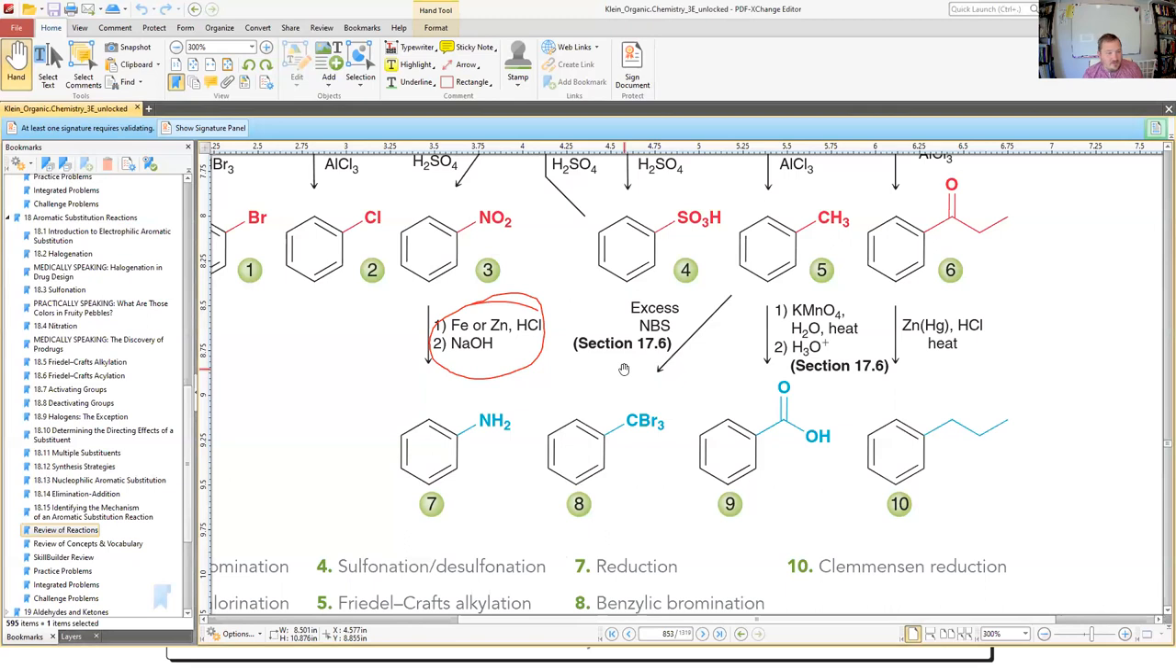And we have the opposite happening with this reaction on the right. We're taking an ortho para director and turning it into a meta director. If we start with an alkyl group, we can turn it into benzoic acid if we go through that oxidation that we've seen before. You take a benzylic carbon that has a hydrogen and expose it to permanganate, you can convert it to carboxylic acid.